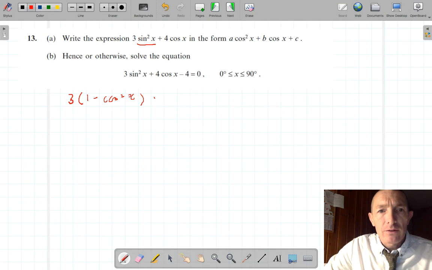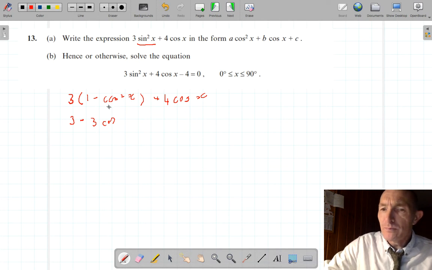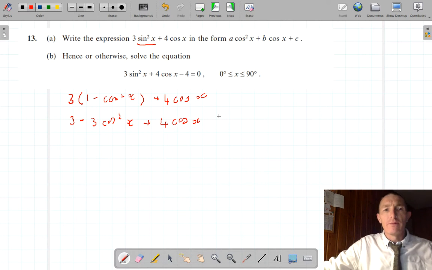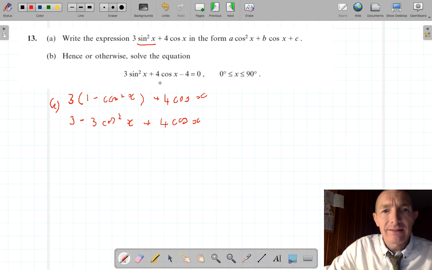And then that's plus 4 cos x. So if I expand that, I have 3 take away 3 cos squared x plus 4 cos x. So that's the first part done, probably worth about 3 marks, and there's probably 3 or 4 marks for the second one as well. So for part B, I'm going to take that, because it says hence, so I've got to use the result from the one above.